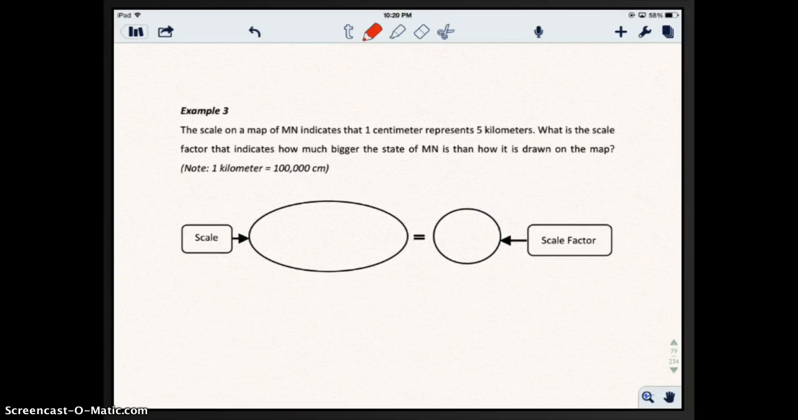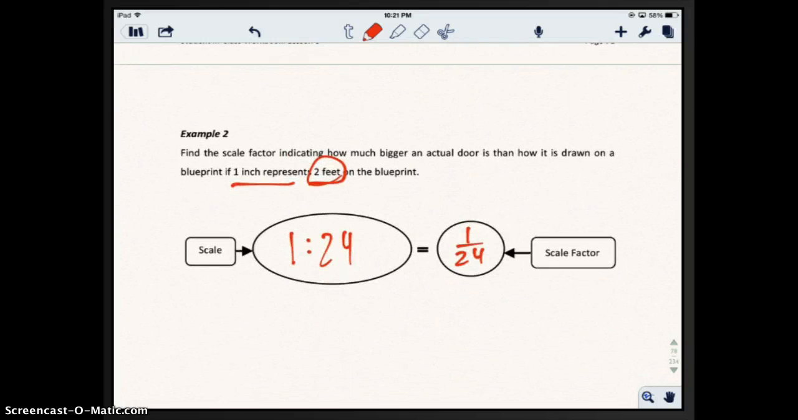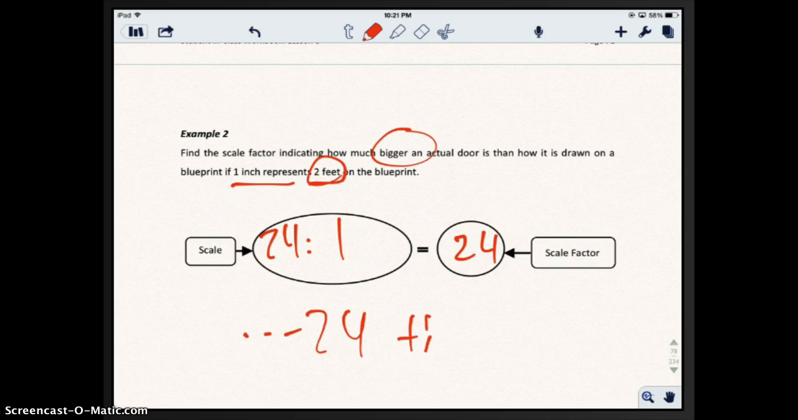Scroll down. A scale on a map of Minnesota indicates that 1 centimeter represents 5 kilometers. What is a scale factor that indicates how much bigger the state of Minnesota is than how it's drawn on the map? So, I think I need to go back to the previous example. How much bigger? Yes, okay. I've got to switch these around. I'm sorry. So 24 inches to 1, so it's 24 times as big. Sorry, so the door is 24 times larger than the blueprint.